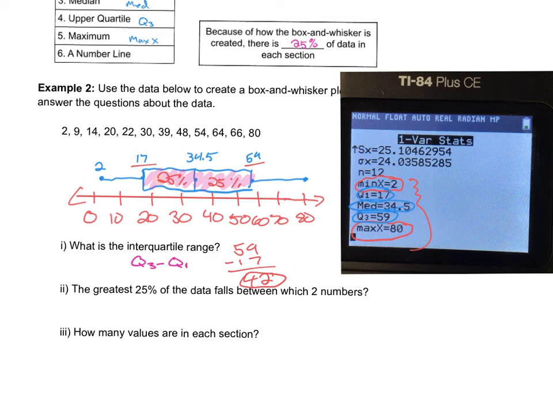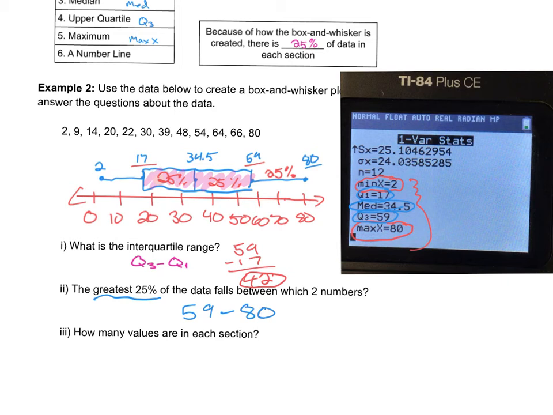Okay, looking at our next question: where are we going to find the greatest 25%, between which two numbers? Well, like we've been saying, each section is 25%. So where is our greatest 25%? That goes from that 59 to that 80. So our greatest 25% is between 59 and 80.